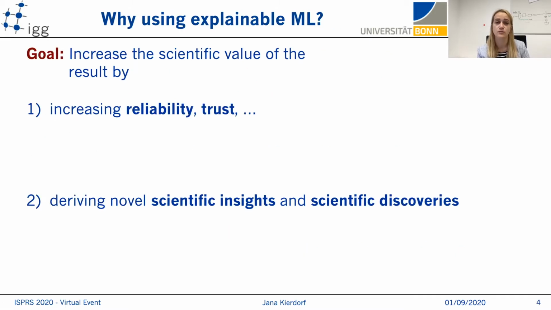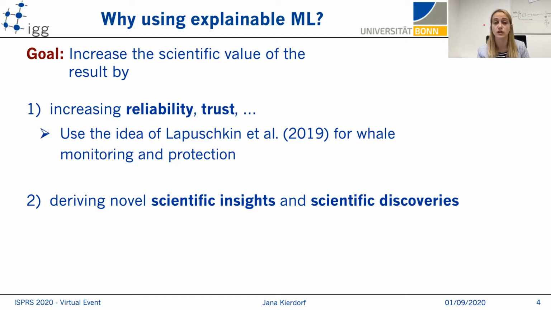But now to the question of why explainable machine learning should be used. I think explainable machine learning can help us in many areas of different sciences, and the scientific value of a result can be increased by increasing reliability and trust, for example, or by deriving novel scientific insights and scientific discoveries. In our work, we focus on the question: can we use the idea of Lapuschkin about the unmasking of Clever Hans predictors for whale monitoring and protection? But keep in mind that it can also be applied to many other research questions with photogrammetric and remote sensing data.